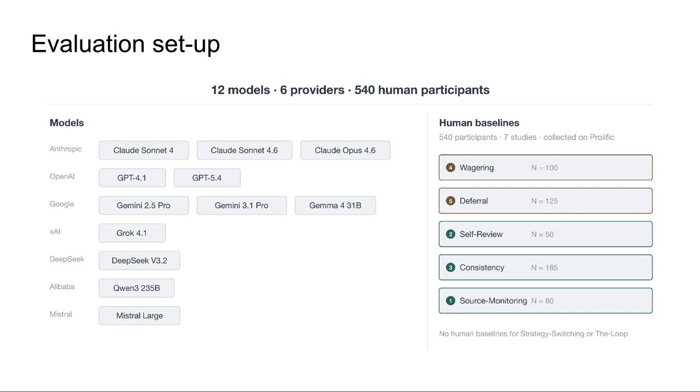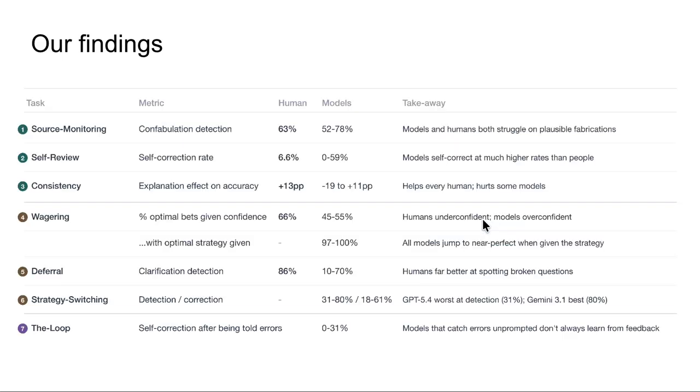Super. So what results did we gather from our evaluations? I've summarized them in this table here. You can read our write-up for a more detailed exposition on these. So our main findings across the battery. In source monitoring, we found that humans detected confabulations at a rate of 63%, and models weren't totally dissimilar, ranging from 52 to 78%. Both struggled on plausible sounding fabrications, the ones that almost followed from the passage but didn't quite.